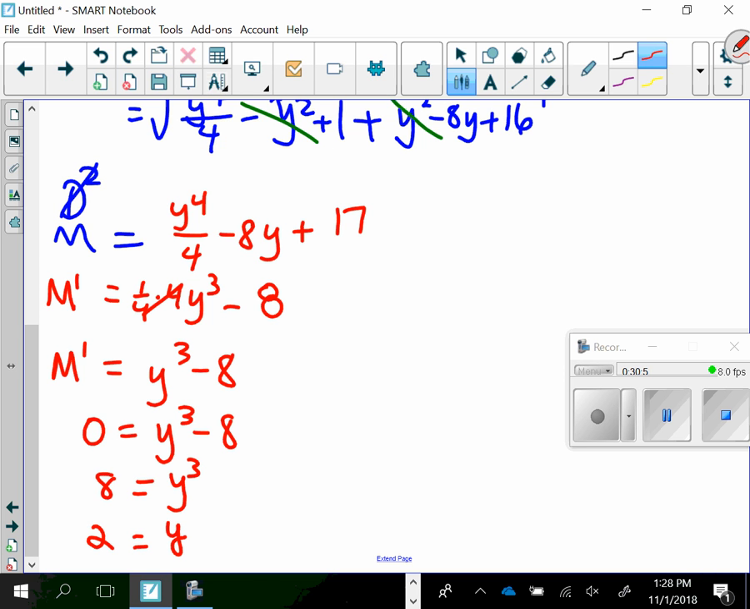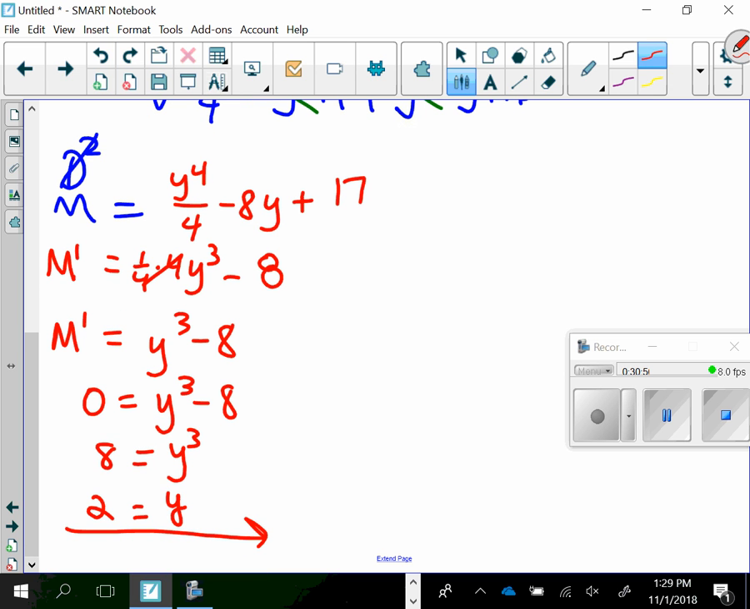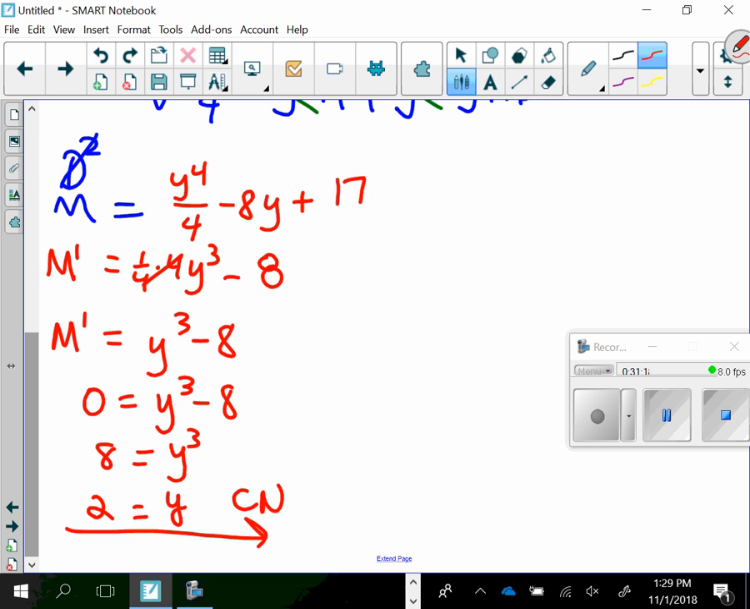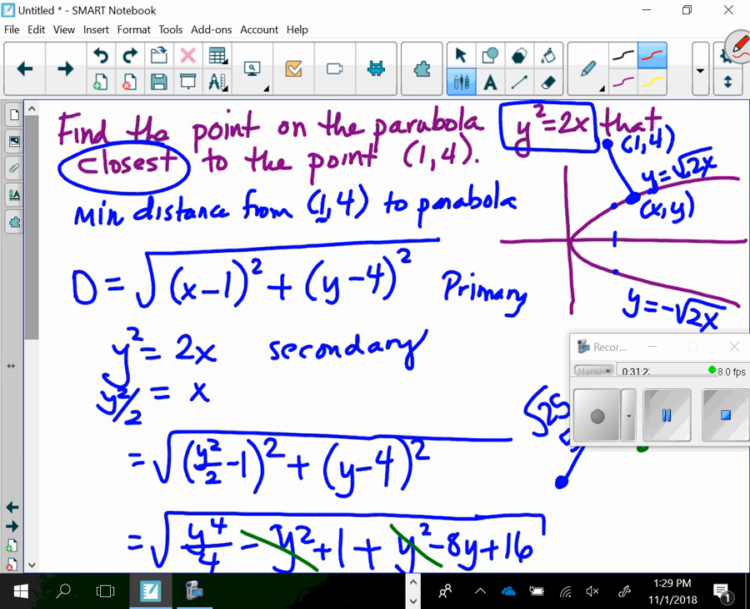What's y? 2. Okay, so what do you call this? Critical number. Good. So that's a critical number. That's the only place that a max or a minimum can occur, unless there's some endpoints. Are there any endpoints? We're looking for the minimum, so it's got to occur at 2, right? So it occurs at y equals 2.